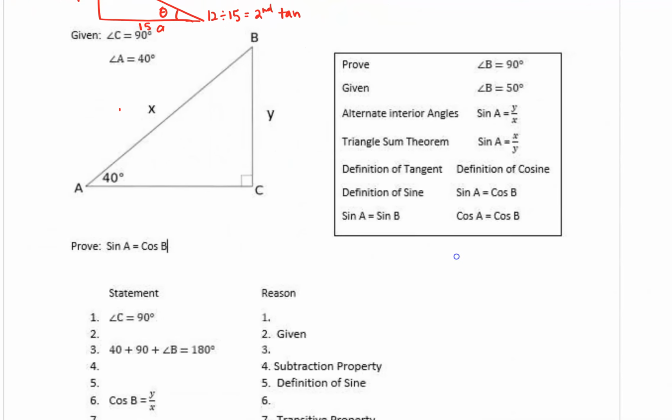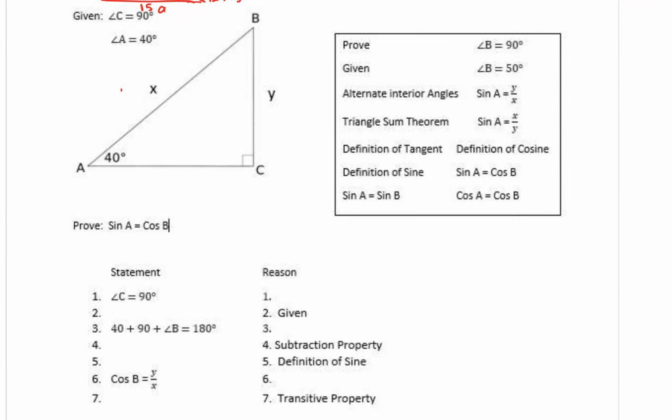All right, so we've got a proof. This is a formal proof proving that the sine of one angle is equal to the cosine of its complementary angle. So here, the first statement was given to you. The other statement that's given is that one. Okay. We're using angle addition to say that 40 plus 90 plus angle B is equal to 180. So we're going to be trying to find out what is angle B. So triangle sum is what tells us we can do that.